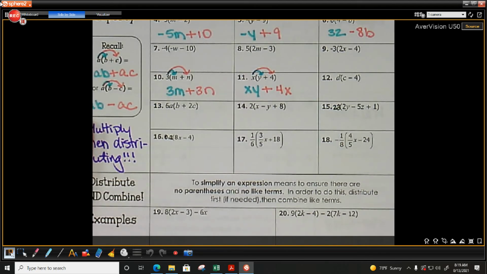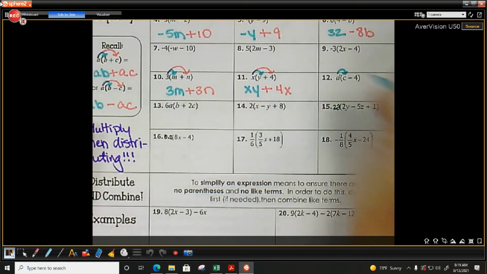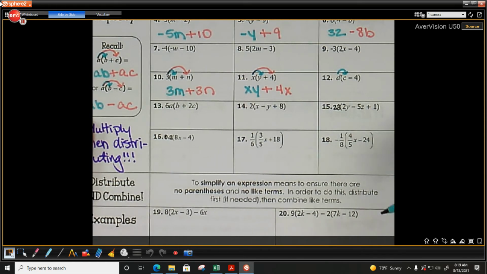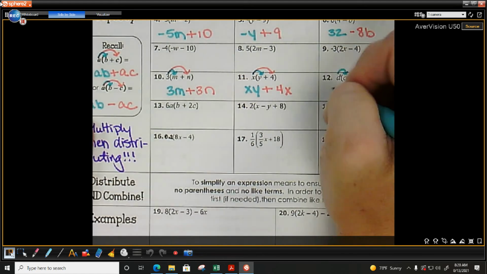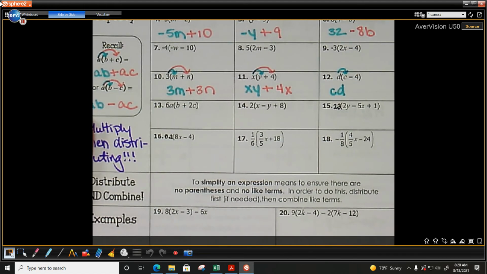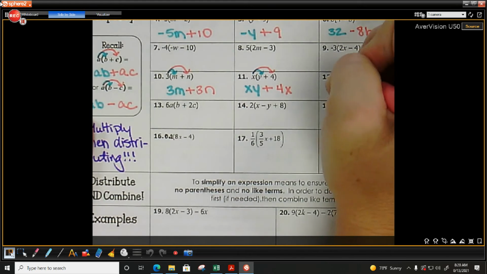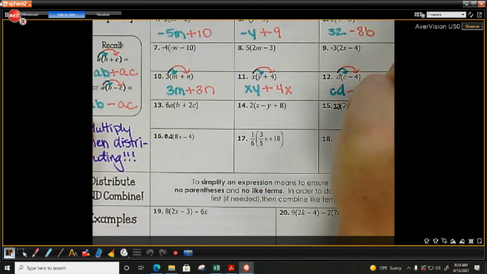Next, d times c is what? Correct, but what order do you think we probably should put it in? Alphabetical order. Is DC wrong? No. D times C is the same as C times D, but CD is the correct order. So we like to put things in alphabetical order. Okay? And then what's D times negative 4? Good? We're going to skip 13. Let's go to 14.